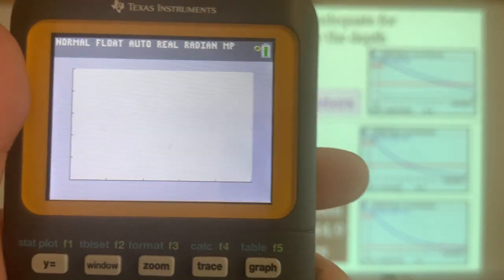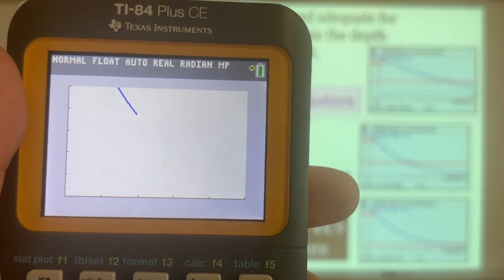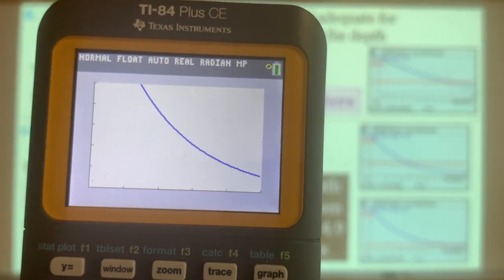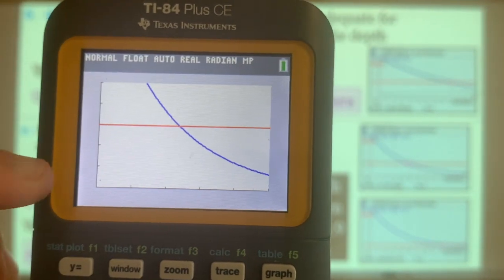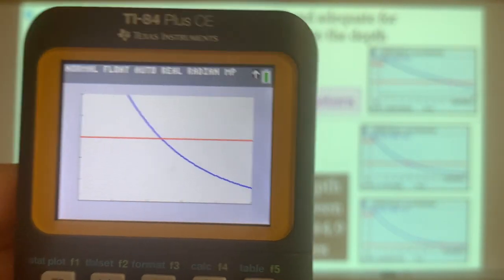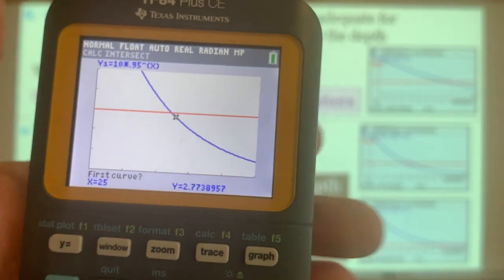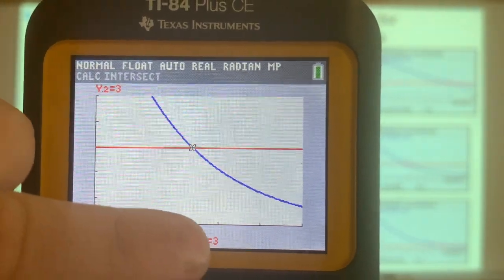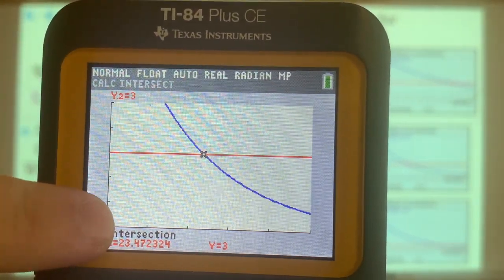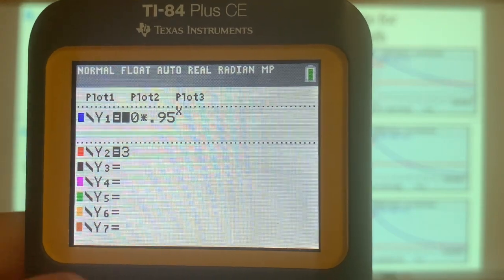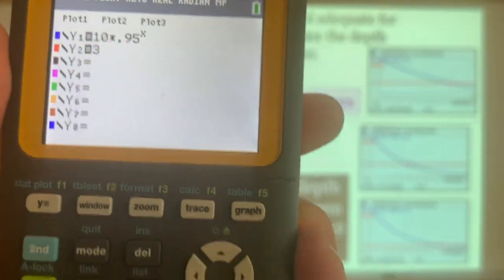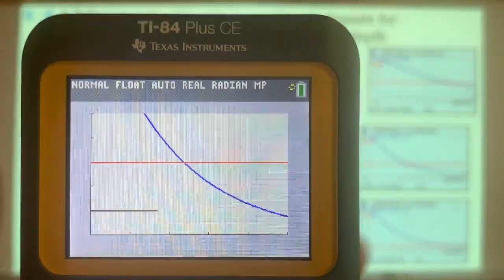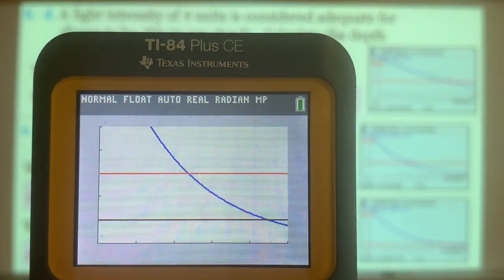Hit graph again. When I graph, the graph's going to look very similar. That graph is exactly the same. Notice it's going up 1, 2, 3 now. Second calc. I'm going to hit 5 intersect. Enter, enter, enter. When y is 3, x is 23.5. Go back to y equals. Now I'm going to do 1. Actually, if you want to put 1 in a different one, you could. I could put 1 down here. Graph. So now I have my range.